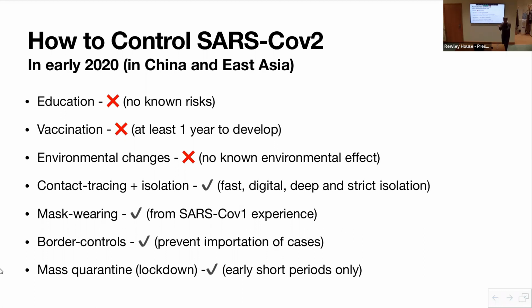A combination of those measures meant that they were able to control SARS-CoV-2 in China, and they did a very good job of doing it throughout 2020 and 2021. And they were relatively normal. Most people had a relatively normal life. It was only when Omicron came that they started to have really severe problems.